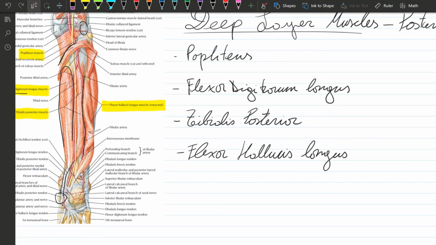Lastly, we have the flexor hallucis longus, and this muscle is the most lateral muscle. It's seen right here, as it shows. It's the one that is retracted, and its origin is going to be the posterior surface of the fibula, as well as the interosseous membrane, and it's going to have an insertion at the base of the big toe, the distal base of the big toe. And it's going to have an action of the flexion of this big toe, and it's going to be innervated by the tibial nerve, just like all the other muscles of the posterior leg compartment deep layer muscles.